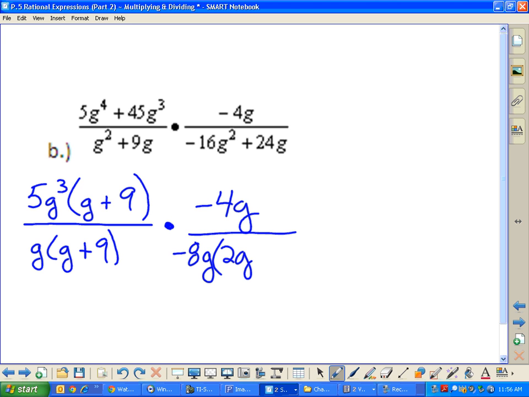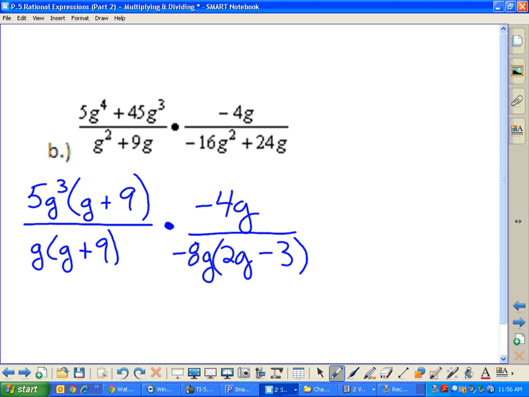because that'll get me back to -16g squared. And then -8 times -3 will get me back to that 24. -8g times -3 gets me back to plus 24g. So that was me factoring everything in the problem.